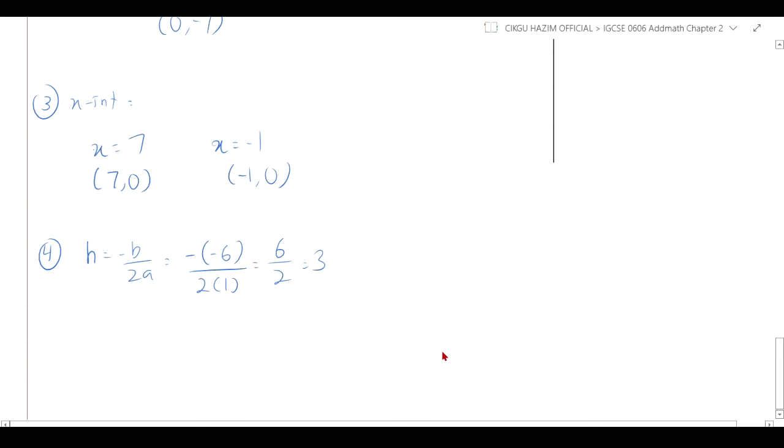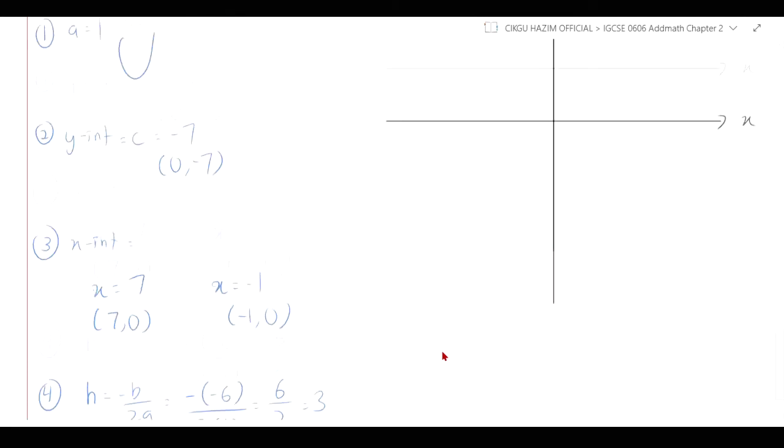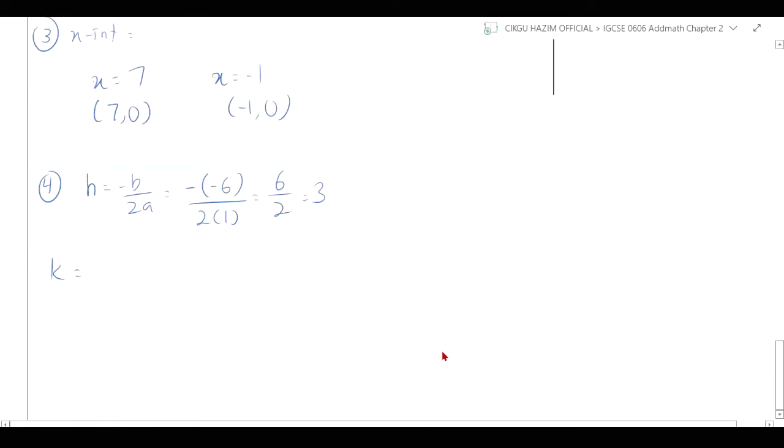Once you already know this, the minimum x coordinate is 3. Now you need to find k, so substitute 3 back into the original equation. So it's going to be 3 squared minus 6 multiplied by 3 minus 7. If you don't want to waste your time, you can straight away press it in the calculator. So 9 minus 18 minus 7, so negative 9 minus 7, it will be negative 16. And of course this one you can press in the calculator.